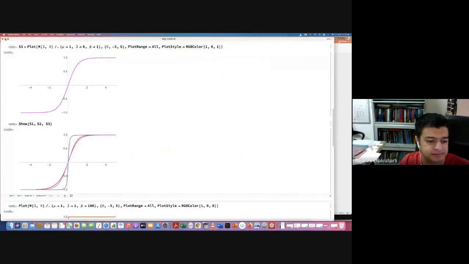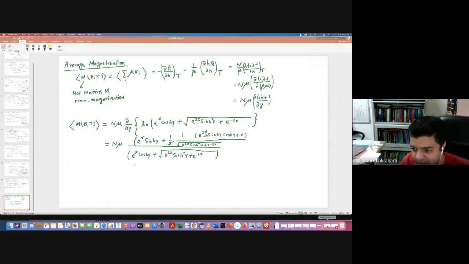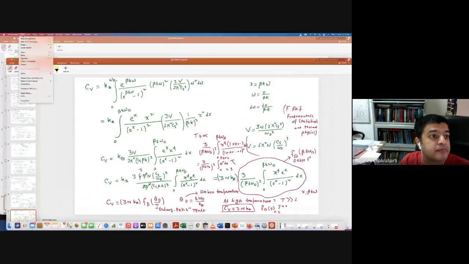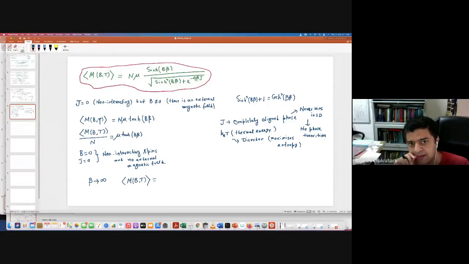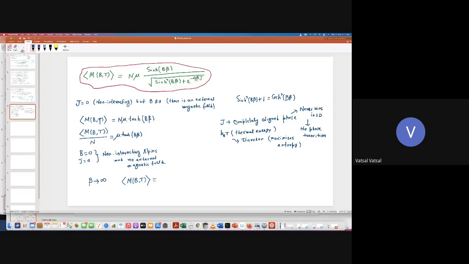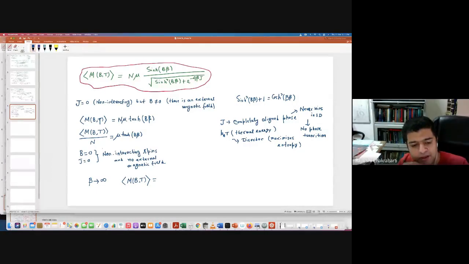Very large beta. What do you expect? It reaches its highest value, mu. Show me how. The exponential term vanishes, and then sinh in the numerator cancels with the square root of sinh squared in the denominator. Yeah, so you got it, no? Essentially, it is n mu.